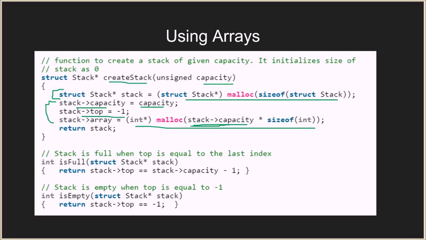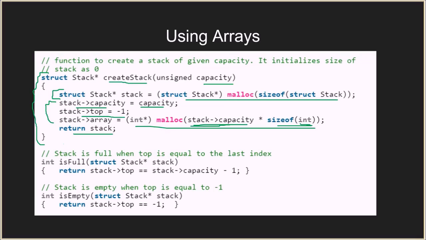So we multiply the capacity of the stack by the size of integer. Here we are assuming that the stack will have integer elements. If we had some other kind of data here, maybe characters, maybe some other structure, then we can have a different argument here. And then we just return the stack. So this function just initializes the stack.